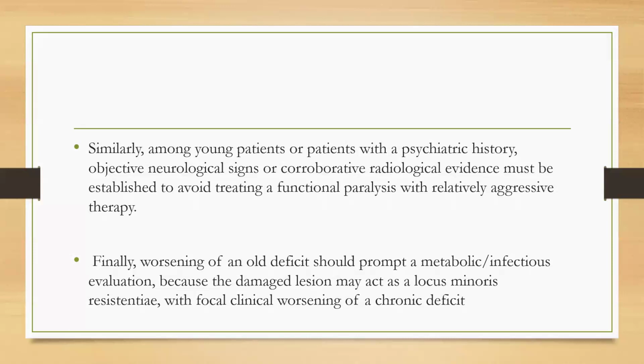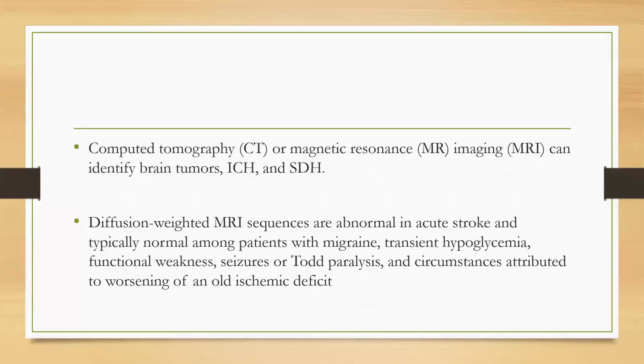Finally, worsening of old deficit should prompt metabolic or infectious evaluation because the damaged region may act as a locus minoris resistentiae, with focal clinical worsening of chronic deficit. Computed tomography and MR imaging can identify brain tumor, ICH, and SDH. Diffusion weighted MRI sequences are abnormal in acute stroke and typically normal among patients with migraine, transient hypoglycemia, functional weakness, seizure, Todd's paralysis, and circumstances attributed to worsening of old ischemic deficit.